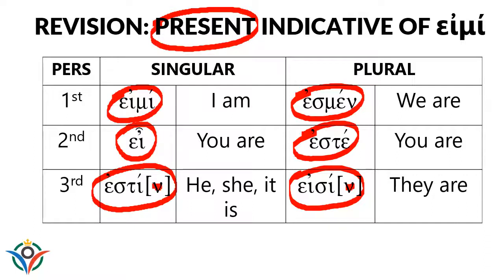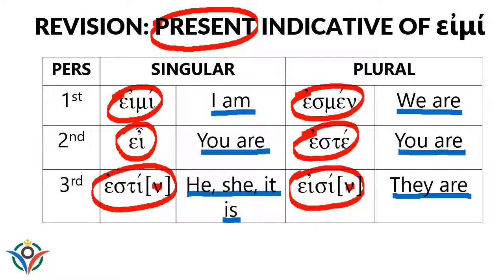And then regarding their translation, the first person singular, eimi, we translate as I am, second person singular ei as you are, and the third person singular estin as he, she, it is. And then the plural forms, first person esmen, we translate as we are, second person plural este as you are, and the third person plural eisin as they are. So let me just say those forms for you one more time. We have eimi, ei, estin, the plural forms esmen, este, and eisin.